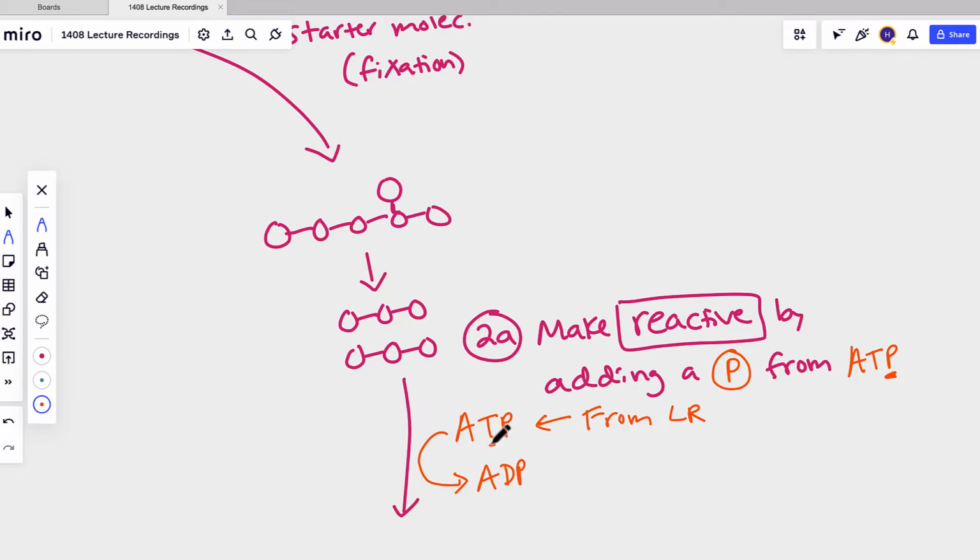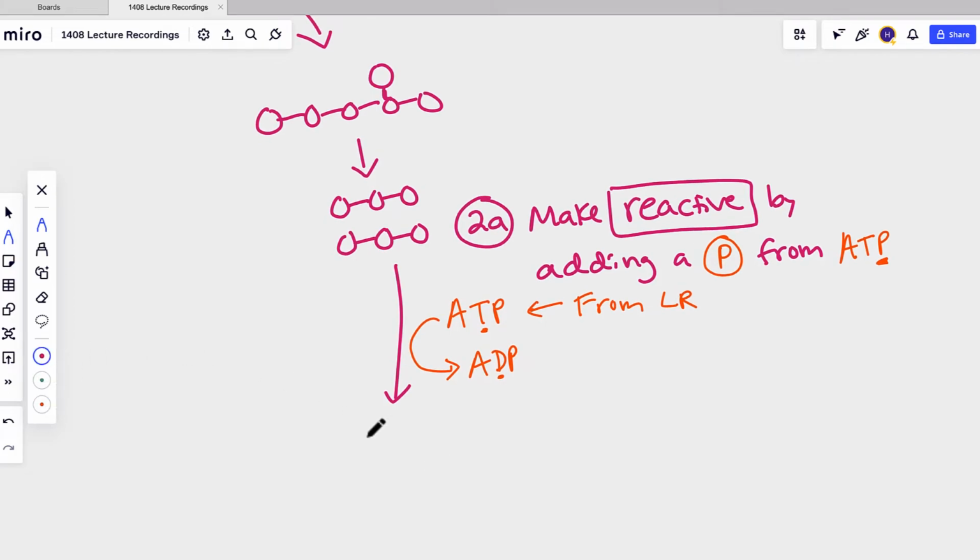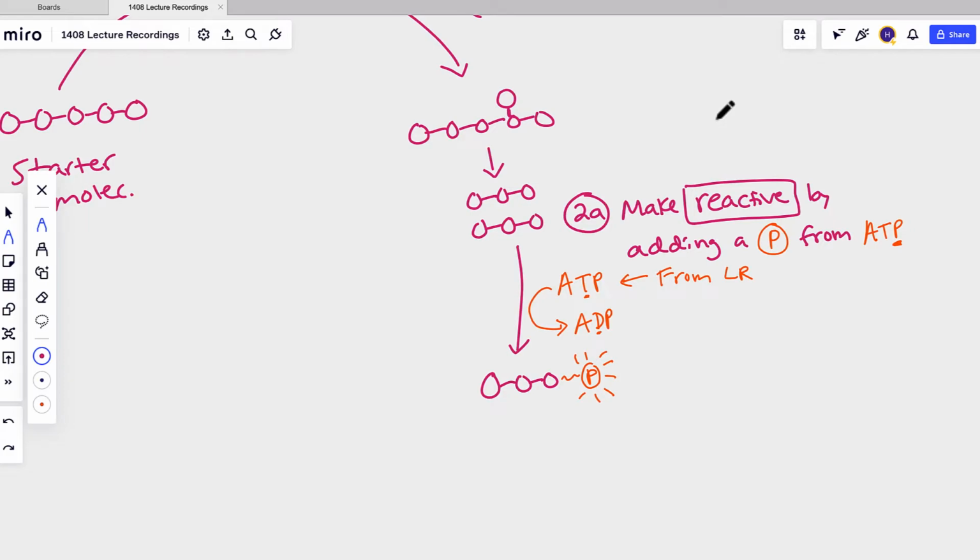So T is for tri, meaning 3. D is for di, meaning 2. Why is there 3 and then 2? Because we used one of them. And what did we do? We stuck it on the end to make this nice and reactive. I'm just going to draw one of these, but the same thing happens to the other one. So now we have this highly reactive molecule, and why did we do that? Because we wanted to get electrons in it, so we've got to make it reactive first.